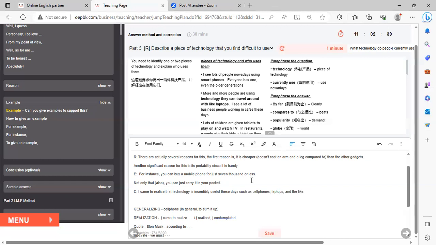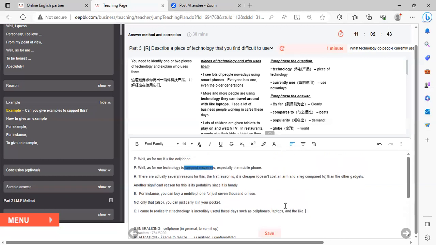Okay. So, I'd like you to repeat the improved answer right after I read the question. What technology do people currently use? Well, as for me, technology is rampant nowadays, especially the mobile phone. There are actually several reasons for this. The first reason is it is cheaper. It doesn't cost an arm and a leg compared to the other gadgets.